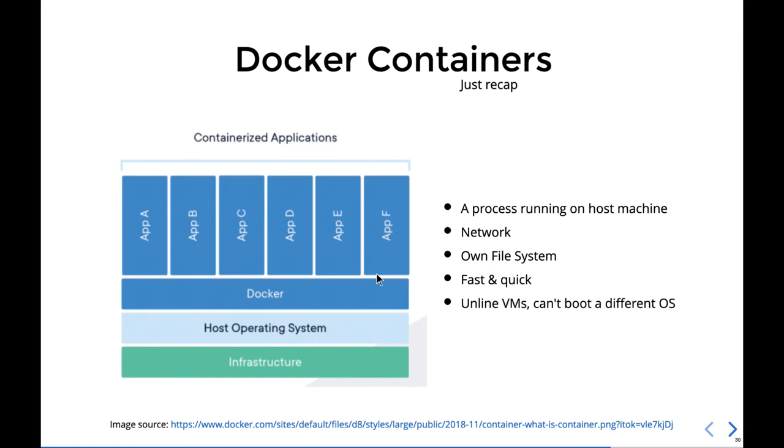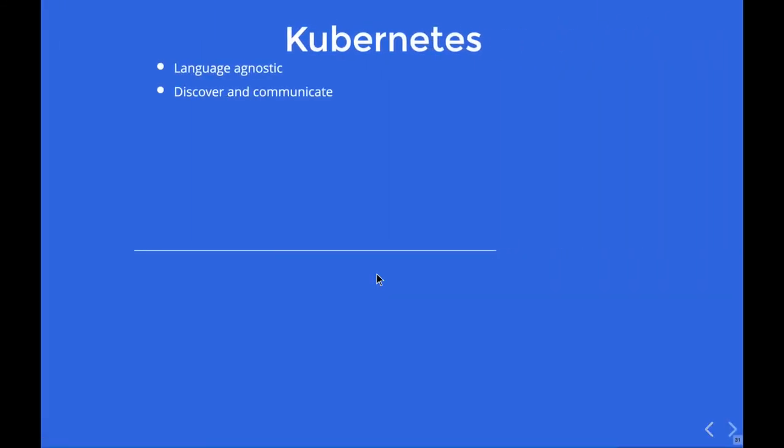So running on each host machine, what makes it isolated? If we create a file system for one container, it creates a layer on top of it and makes sure it is isolated from other containers. So when we talk about containers, we talk about Kubernetes for managing them.